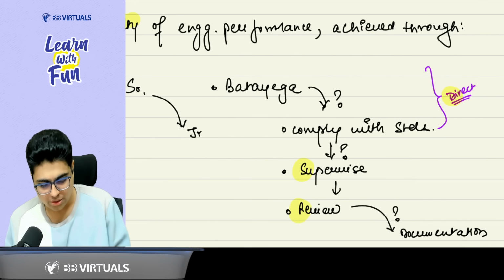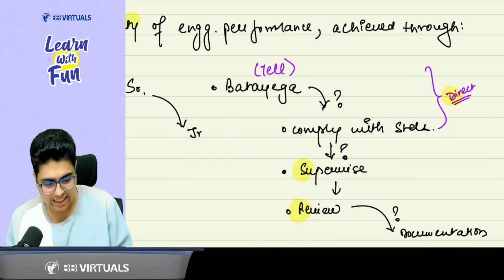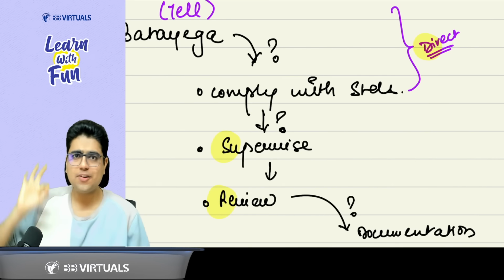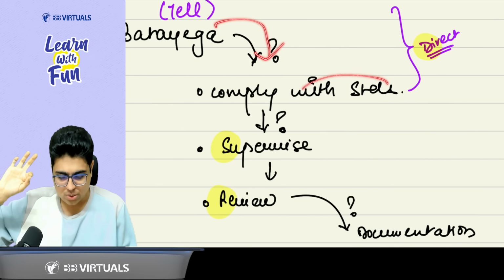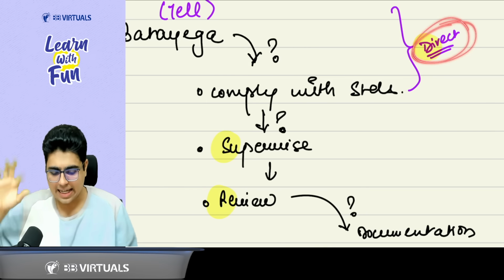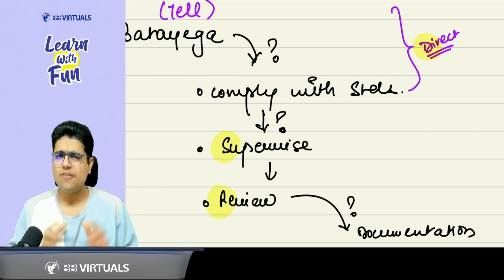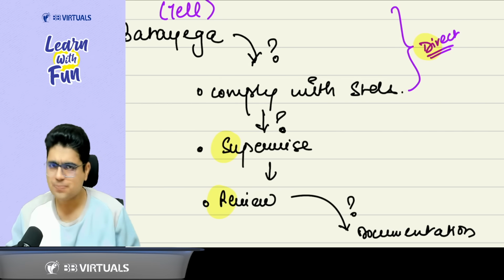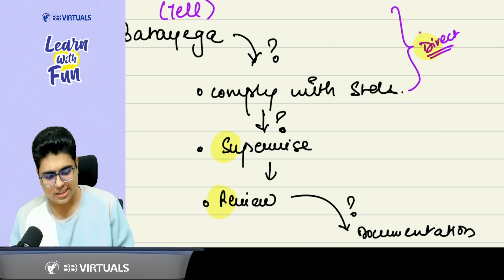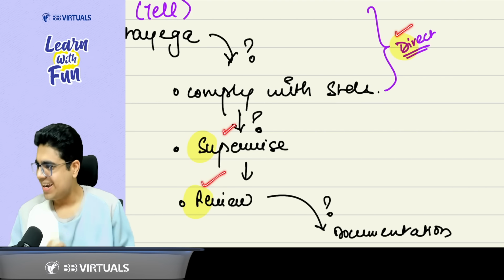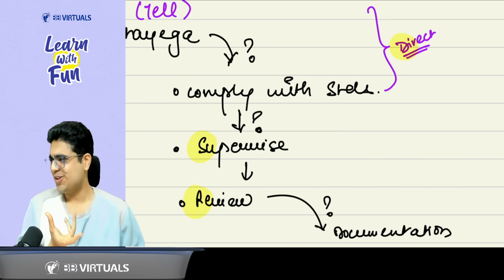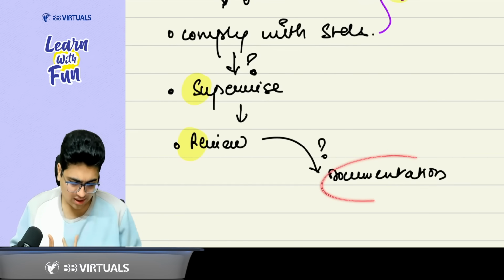So what will he do? He will tell the junior to comply with the standard. Everyone focus here. Senior will tell the junior to comply with the standard. Once he has directed the junior, then he will supervise whether the junior is doing the work properly or not. Got it, sir? And after supervision, it will be review. So this is what we call generally in audit DSR. DSR means direct, supervise, review. What will he review? He will review the documentation.